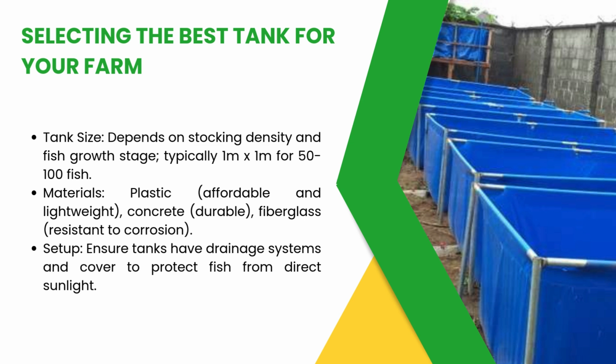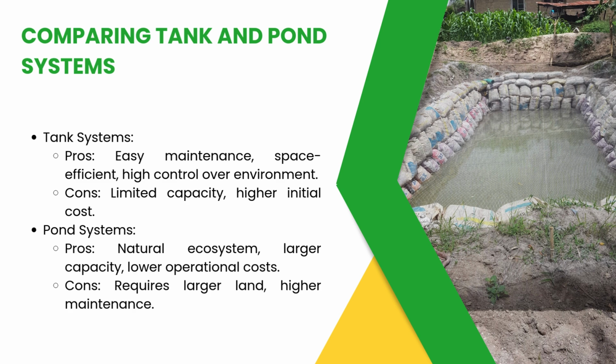Then for materials, plastic is affordable and lightweight. Concrete is durable, but fiberglass is resistant to corrosion. But you have to ensure that whatever tank you use, your drainage system and cover are there to protect your fish from direct sunlight. As much as you can, ensure that your fish do not have too much direct sunlight.